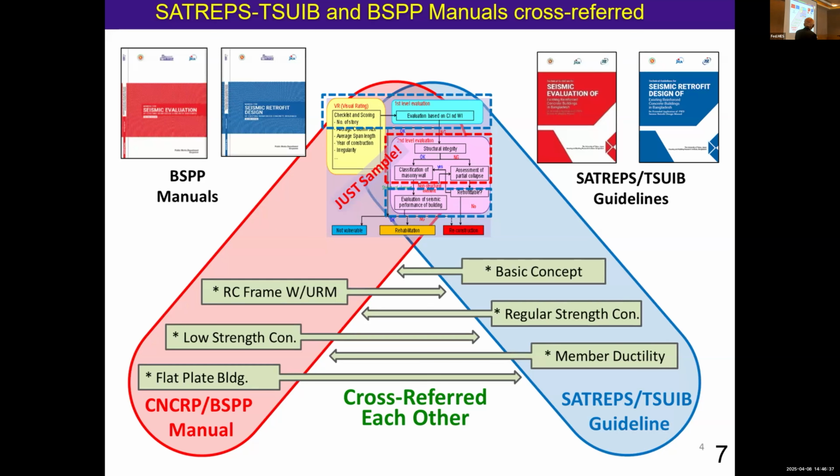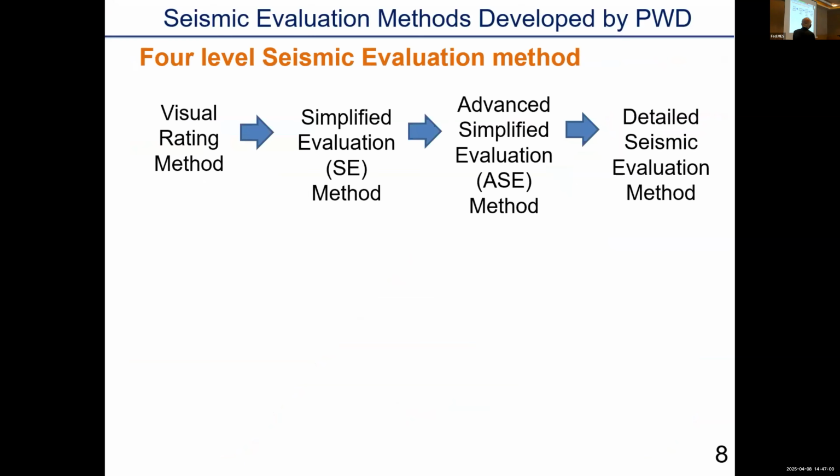At the same time, flat plate buildings. You know, in Japan, there are no flat plate buildings. But in our country, there are many existing non-engineered flat plate buildings. So how to assess those? Therefore, we did research on that in that research project. And finally, we came up with this 4-tier evaluation method.